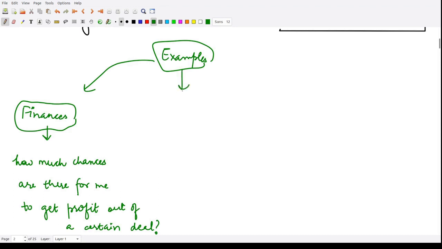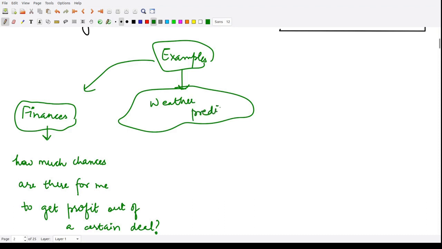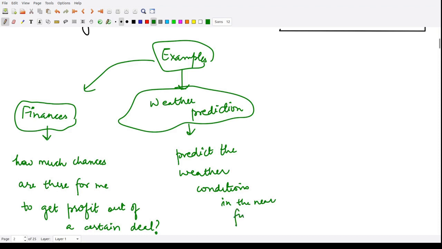Another example you could take this to be weather prediction. So in weather prediction, you are to see what are the chances that there would be rain today, or you are to predict the weather conditions in the near future. Right?